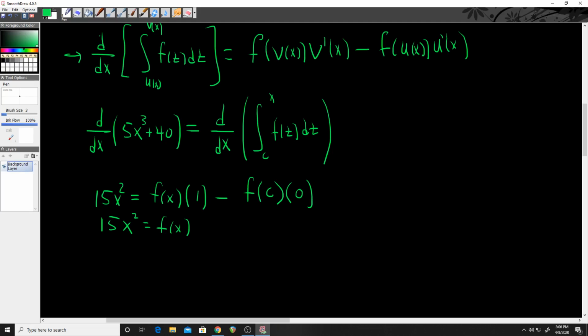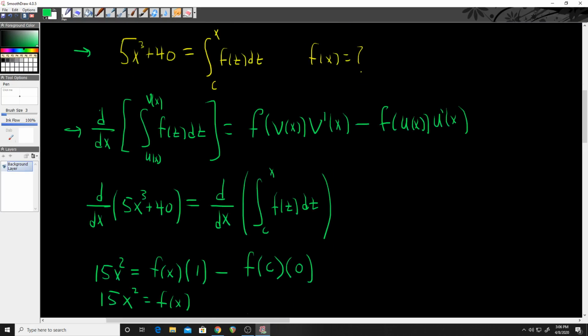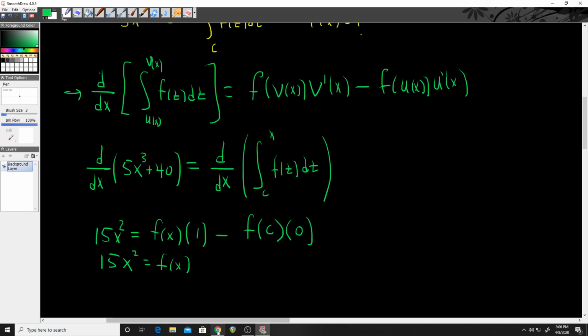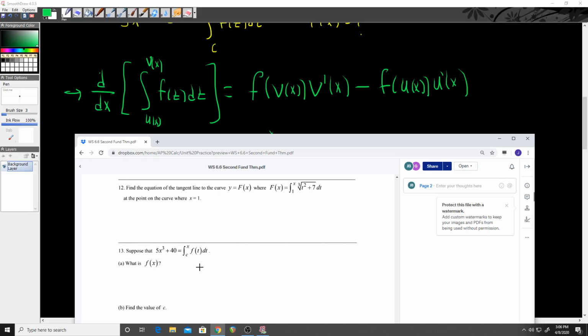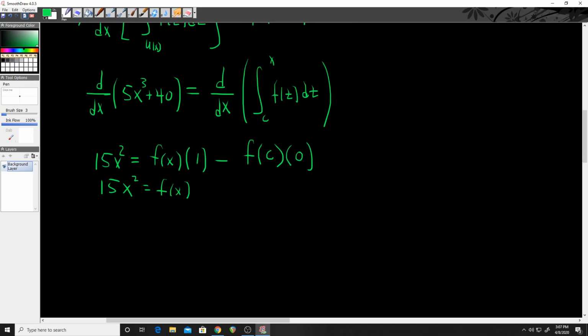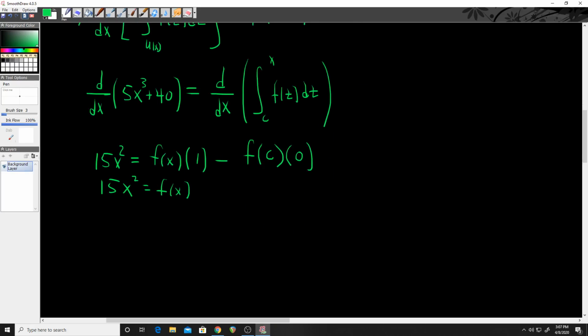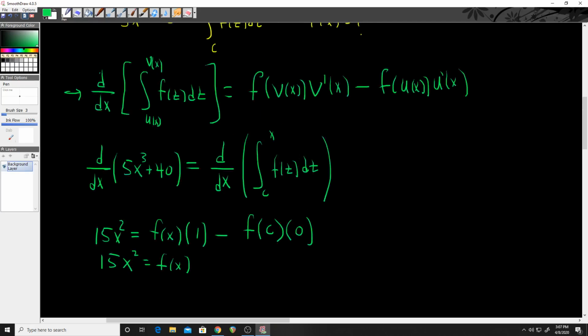Okay? So from here, we're just going to reverse engineer the problem. We found f of x. That part's done. So we look back at the problem now, and what's it asking for? It's asking for c, and we know that c is inside this integral. So literally, I'm just going to reverse engineer the problem. I'm just going to write the problem down again. I'm going to write the right-hand side first.